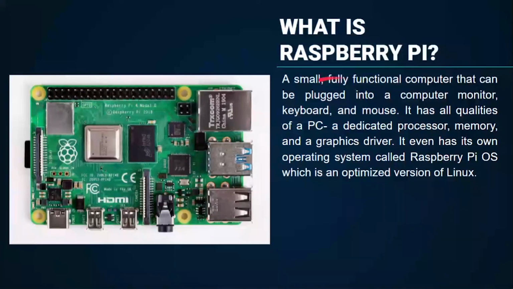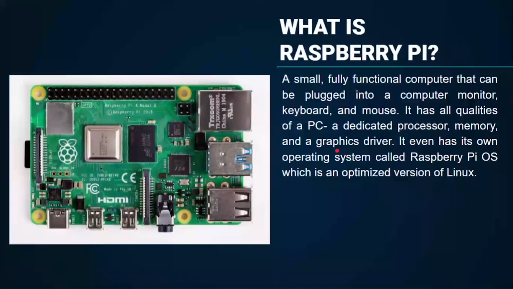So what is a Raspberry Pi? A Raspberry Pi is a fully functional computer that can be plugged into a computer monitor, keyboard, and a mouse. So you can add a computer monitor, keyboard, and mouse to this Raspberry Pi, and it will function just as a computer. Okay, so it has all the qualities of a PC: a dedicated processor, memory, and a graphics driver. This Raspberry Pi is used even for image processing. A very famous utilization of this Raspberry Pi is in image processing. And in the Raspberry Pi series, some of the boards have Ethernet too, like the internet. It has inbuilt Ethernet and also has an Ethernet socket. So it's a pretty small computer with all of the functions that you need.